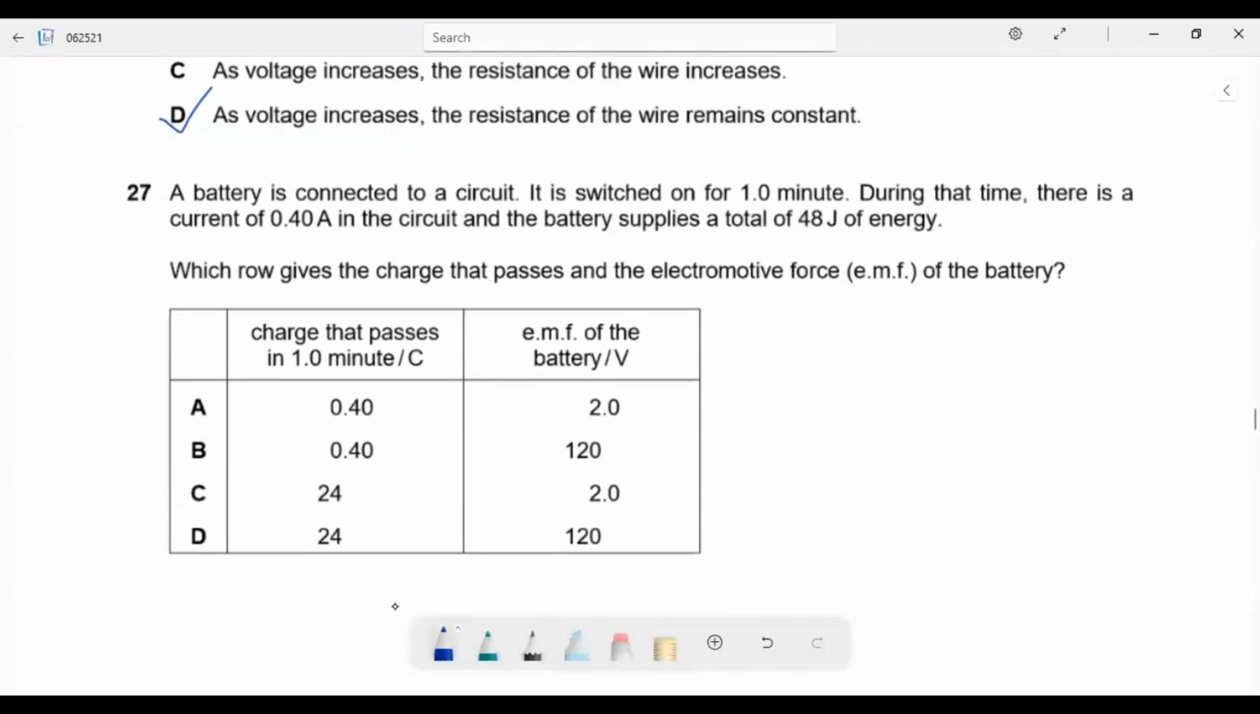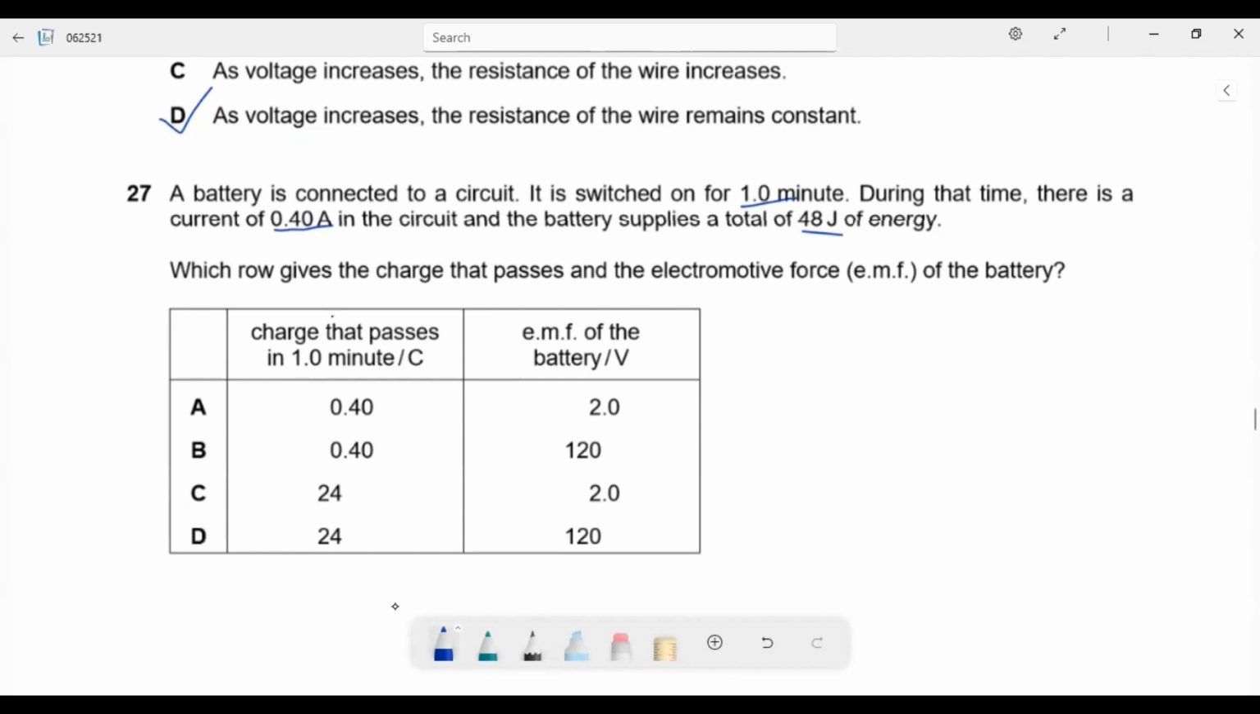Next, a battery is connected to a circuit. It is switched on for 1 minute. During that time, there is a current of 0.4 amps in the circuit. And the battery supplies a total of 48 joules of energy. Which option gives the charge that passes and the electromotive force of the battery?